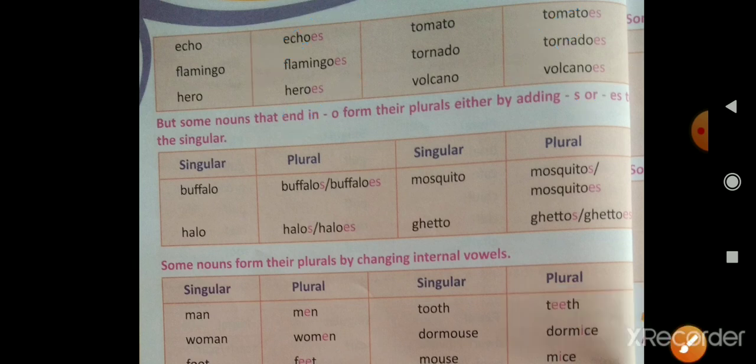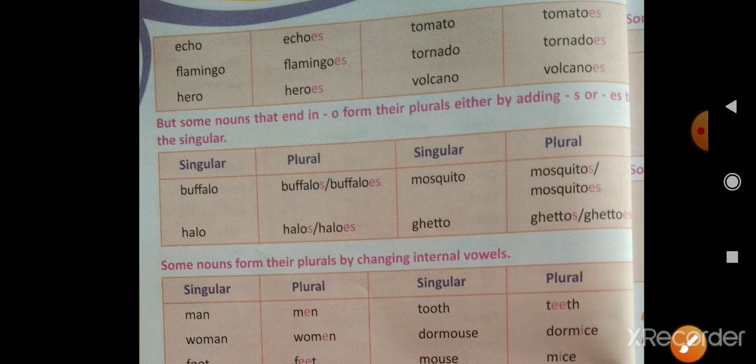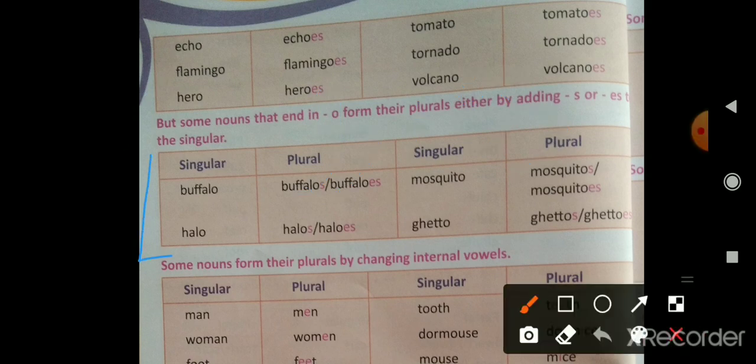Okay, now next, but some nouns that end in o form their plural either by adding s or es to the singular. Means both ways are correct. If we add s or if we add es, both ways are correct. So these are the nouns, like buffalo, buffalos, and buffaloes. Means in buffalo we can add s also and we can add es also. Then hellos, mosquitoes, and ghettos.